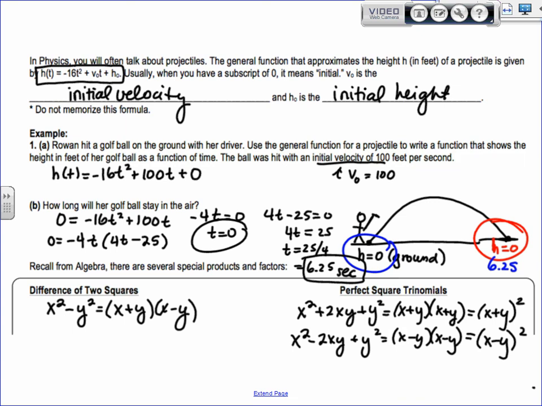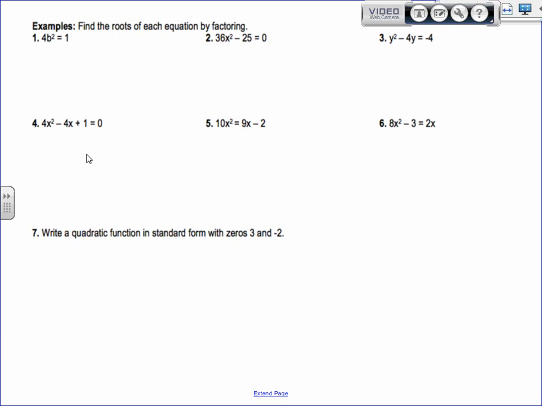All right, so when we have problems like the next one, when we have 36x squared minus 25 equals 0, or 4b squared equals 1, I said solve by factoring. So I'm going to get everything on one side. Okay, and I'm going to factor. So it's the difference of two squares, right? So it's 2b plus 1 times 2b minus 1.